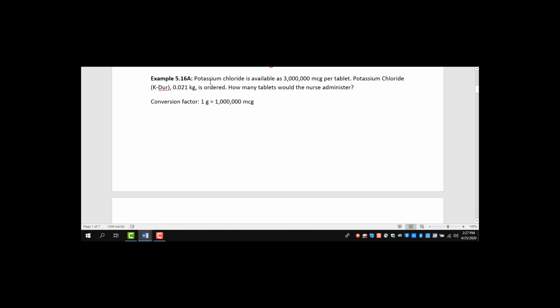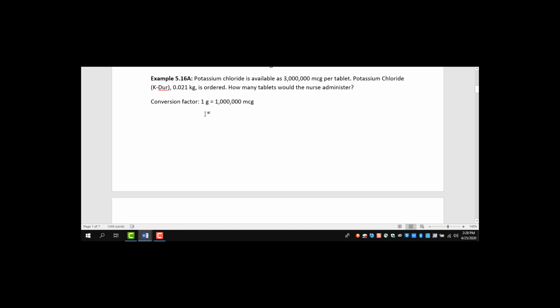Okay, so let's do this one. Potassium chloride is available as 3 million micrograms per tablet. Potassium chloride, it's called K-Dur, is ordered 0.021 kilograms. How many tablets would the nurse administer? So you got 1 gram is 1 million micrograms. And the order is in kilograms. So first we're going to convert kilograms to grams, and then grams to micrograms.